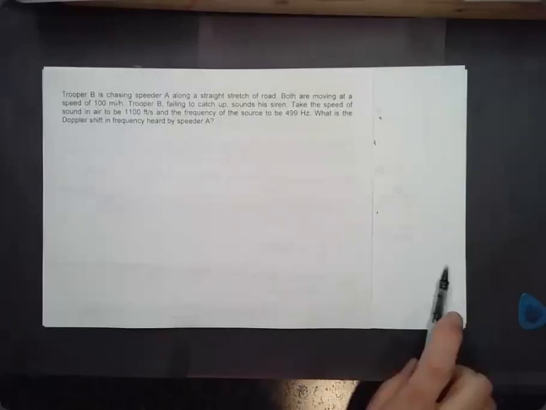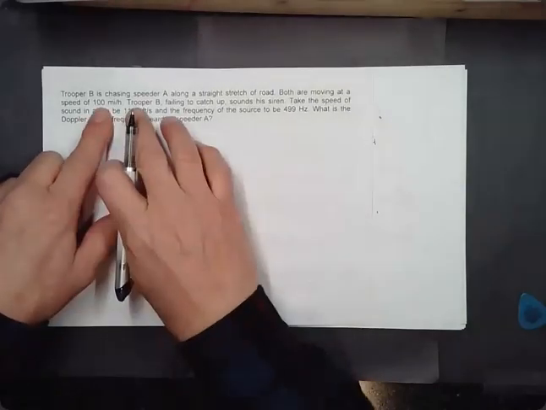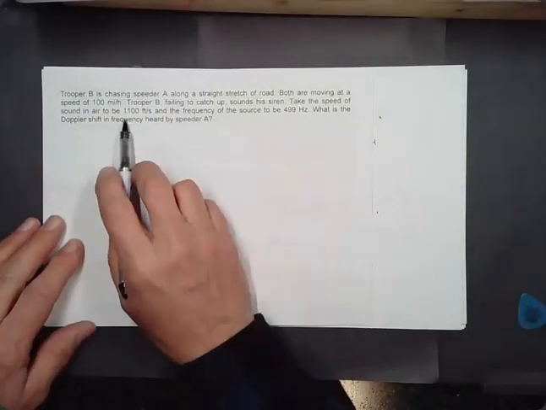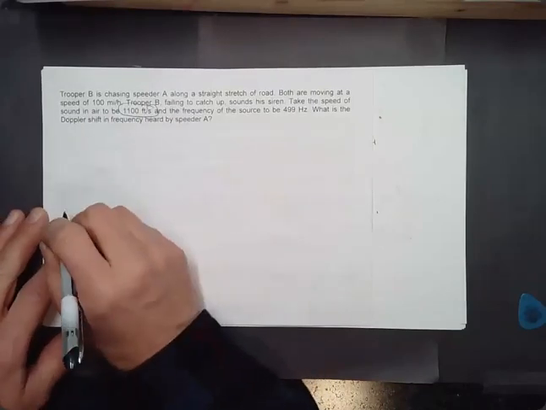Okay. This one may seem a bit confusing because you have both the source of sound and the listener moving in the same direction. In fact, they're both moving at the same speed. So let's see what happens in this case. They're moving at a speed of 100 miles per hour. We're given the speed of sound in air as 1,100 feet per second.